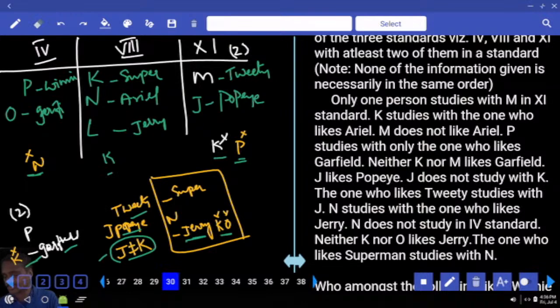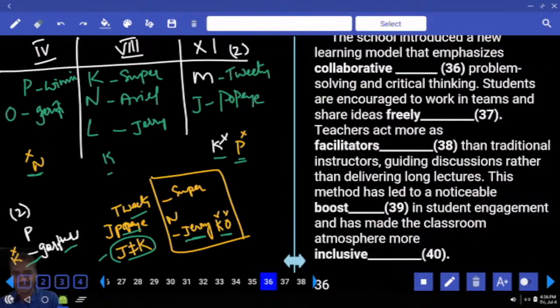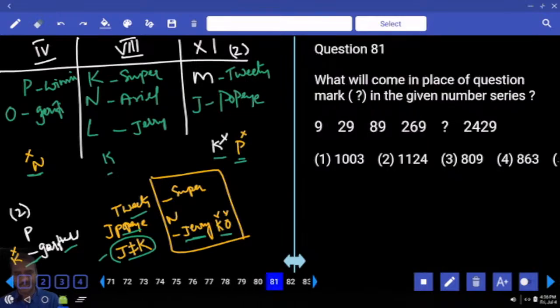Now this is from question numbers 30 to 35. Done? The next one, 36 onwards. Next, number series. Number series starting with what? 81. Now 81 to 85, number series.